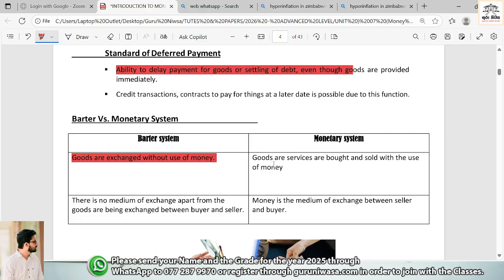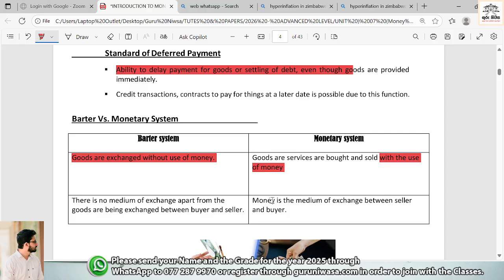Monetary system: in today's world, goods and services are bought and sold with the use of money. There is a middleman, money. And remember, the use of money has made transactions easier and more productive, and has also increased the number of transactions. That's called trade volume. In the barter system there is no medium of exchange apart from the goods being exchanged between buyer and seller. Goods and services are exchanged. No medium of exchange.